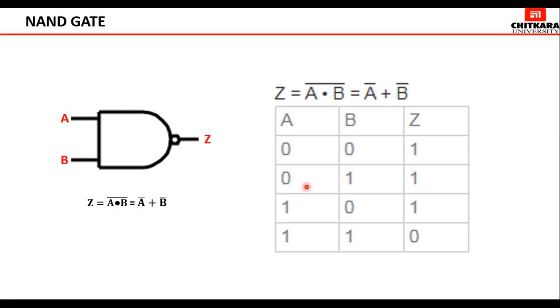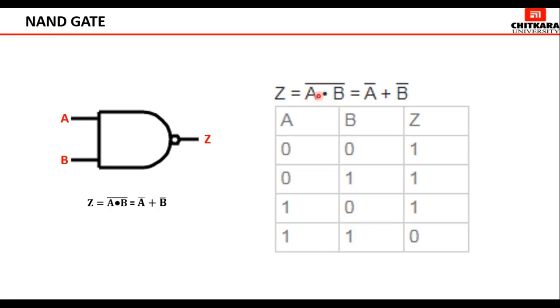Now let's check when one of the inputs is 0 and the other is 1. So 0 into 1 is 0, and then 0 complement is again 1. So you can find that there are 2 ones written here. Okay. And let's check the last one.